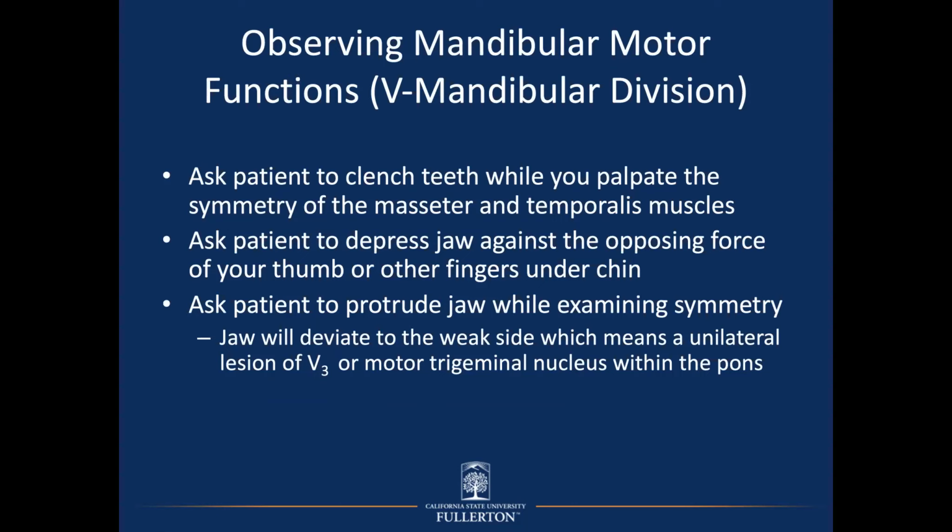Well, we haven't done mandibular. So the way I'm going to do that is I'm going to feel here and ask them to clench their teeth. I'm going to ask them to open their jaw against the opposing force, and I'm looking at overall strength. And then I'm going to ask them to protrude the jaw, and I can look for symmetry of weakness, which I'm only going to see if there's a peripheral nerve pathology, because these muscles are bilaterally innervated.